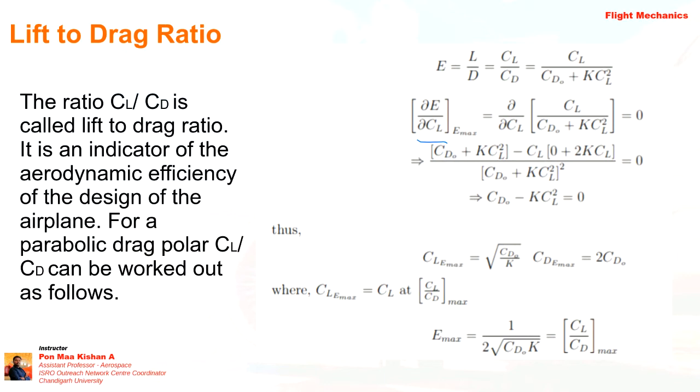Take dou E by dou CL. Just differentiating that equation, E is equal to CL by CD naught plus KCL square, I am differentiating with respect to CL. When I differentiate this aerodynamic efficiency L by D with respect to CL, I will be getting the maximum, where the slope of the curve will be equal to 0.